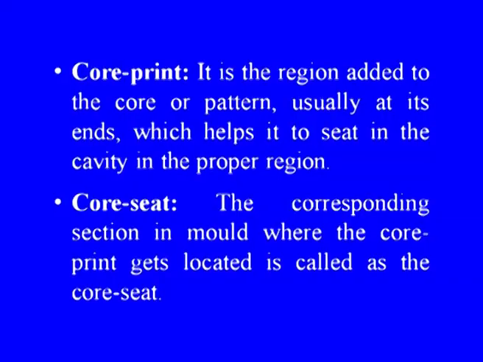Then the core. What is a core? It is a hard sand shape which is placed in the mold to give the desired holes or internal cavities. What is a core print? This is another important term. It is the region added to the core or pattern, usually at its ends, which helps it to sit in the cavity in the proper region. Then core seat. The corresponding section in the mold where the core print gets located is called the core seat.